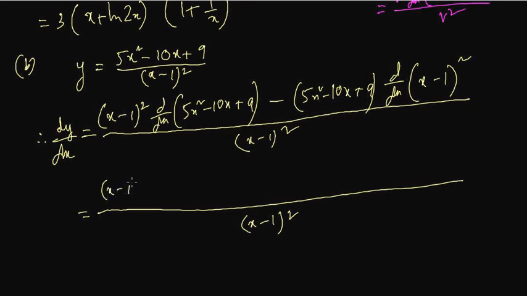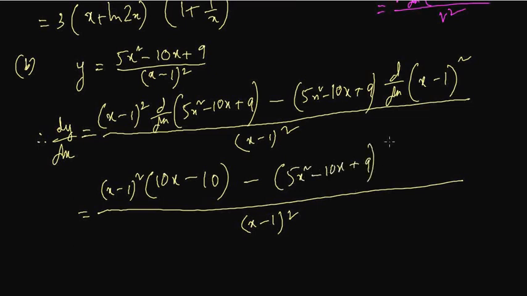So (x minus 1 whole squared) times d by dx of 5x squared, which is 10x, minus 10x is minus 10, 9 is 0, that's it, minus, write this 5x squared minus 10x plus 9, and this is a power, so it's like the derivative of (x plus b) to the power n. So the power 2 comes first, then the power decreases by 1, so 2 becomes 1, and d by dx of whatever is inside the power is 1. So this is how we get it.